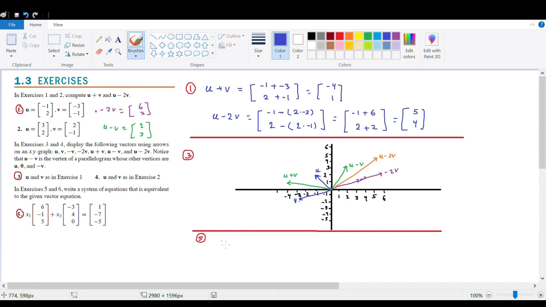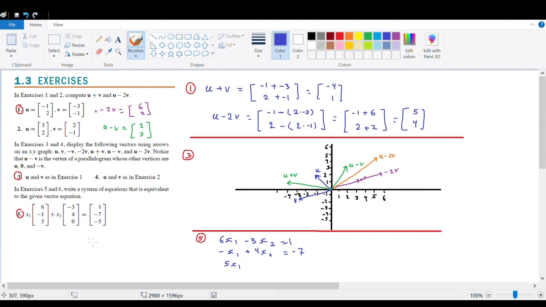So for the first equation we have 6x1 minus 3x2 is equal to 1. Then for the second row here we have x1 multiplied by minus 1 plus x2 multiplied by 4 is equal to minus 7. So this is minus x1 plus 4x2 equal to minus 7. Then the last equation, x1 multiplied by 5 plus x2 multiplied by 0, is equal to minus 5. So here we have 5x1.